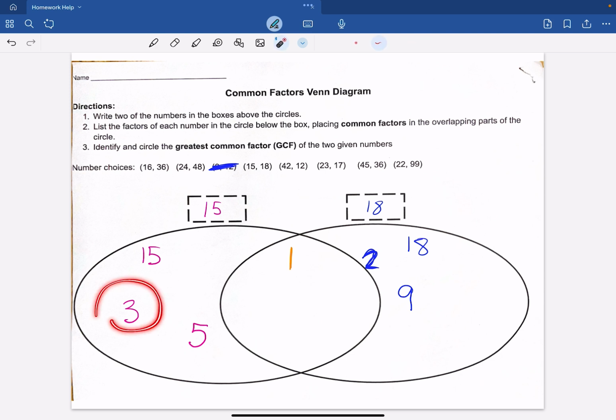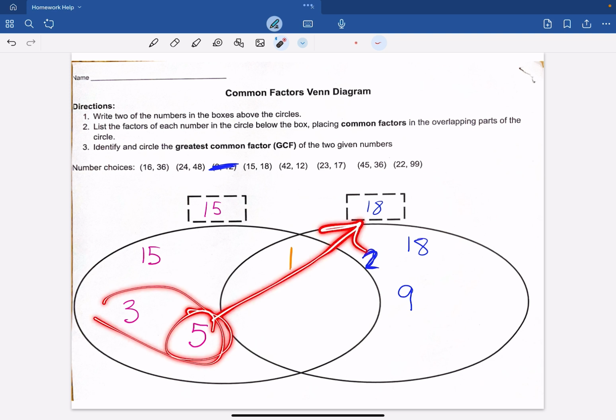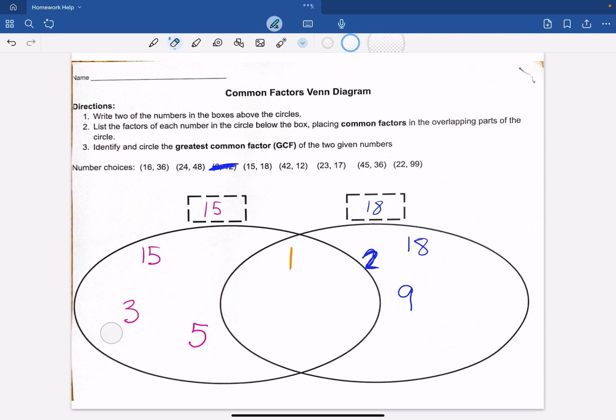Now let's check and make sure. Is 3 going to be a factor of 18? And is 5 going to be a factor of 18? Because if they are, I have to move them to the middle. So let's check 3 first. Can I do 3 times something and equal 18? Or can I do 18 divided by 3? Yes, I can. If I do 18 divided by 3, I get the quotient of 6.